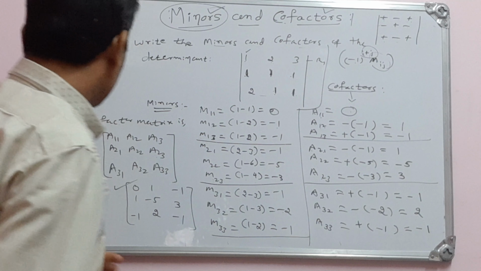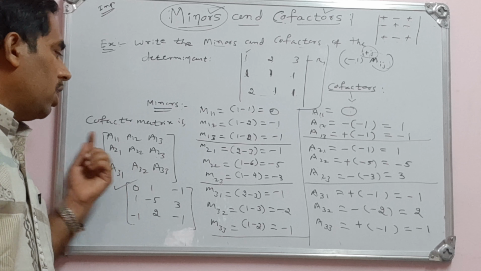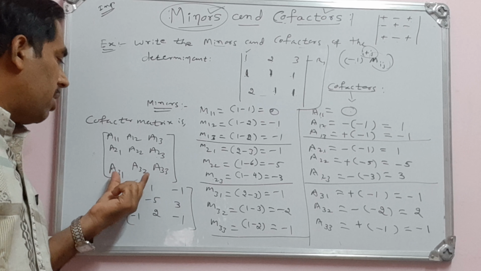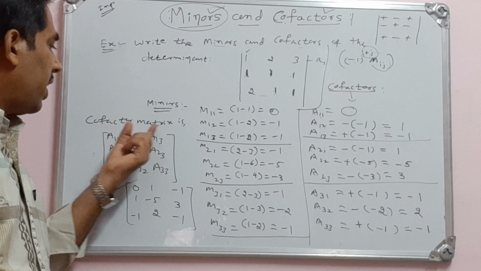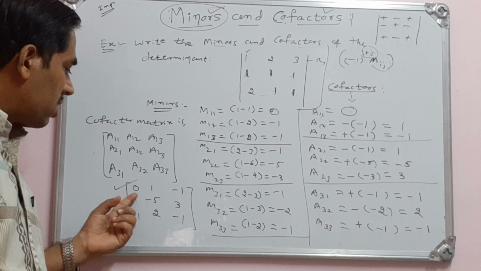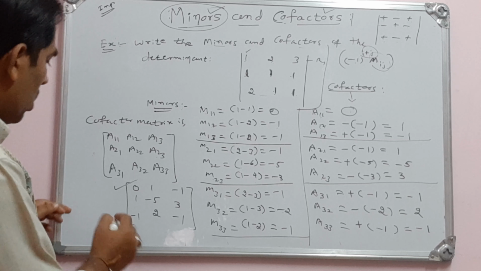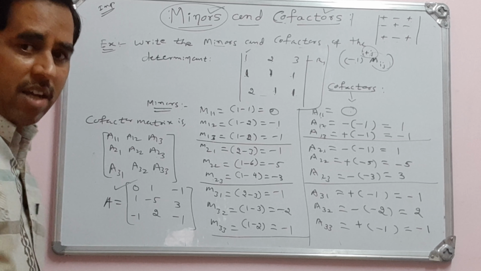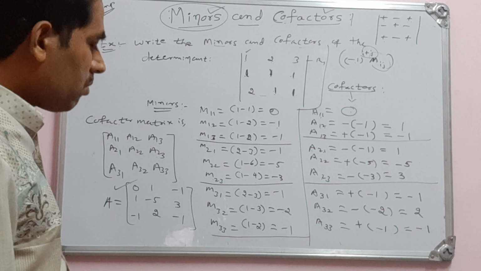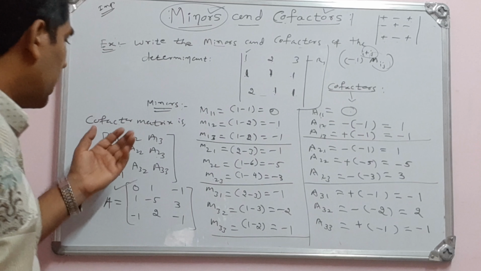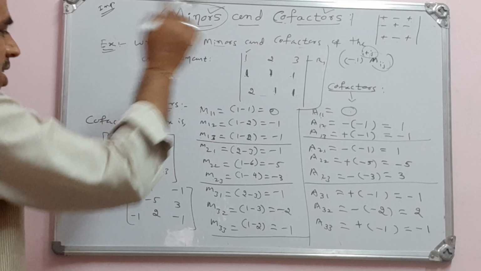So if we write all the cofactors in this arrangement, in the matrix form, this matrix is called the cofactor matrix. I replaced all the cofactors. So let us give this some name, say A. So the cofactor matrix means it contains the cofactors of the elements.